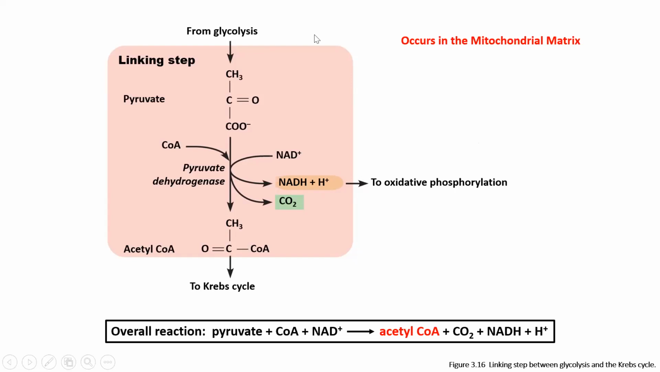And so going to the bottom of the screen here, we can look at the overall equation for this reaction. We've got pyruvate, which we invested from glycolysis. We've got CoA. We've also got the oxidized form, NAD+, and then that yields us acetyl-CoA, CO2 as a byproduct, and NADH, which is now reduced, carrying electrons towards the electron transport chain.